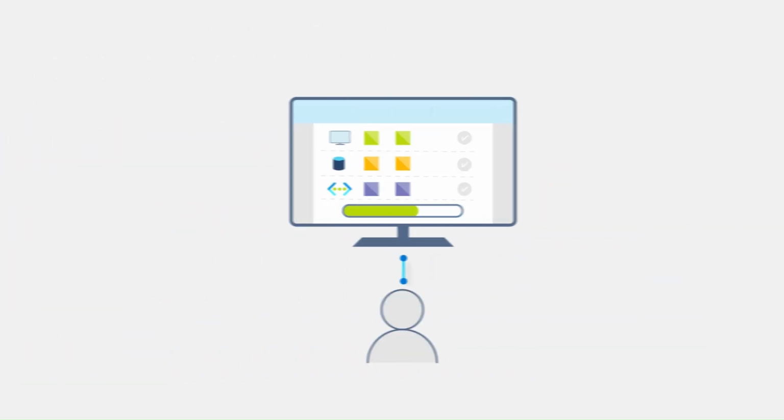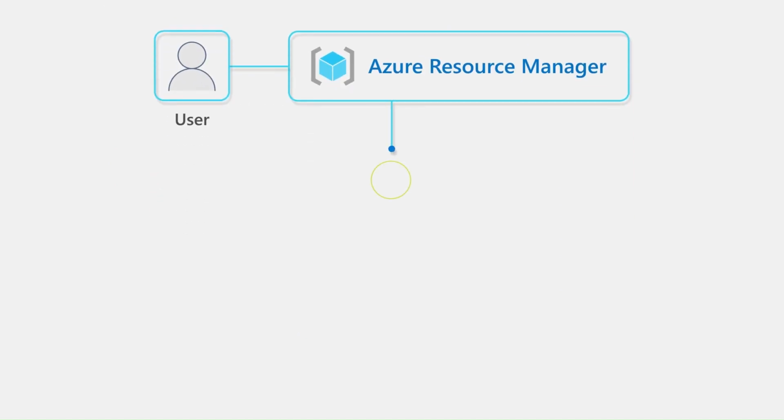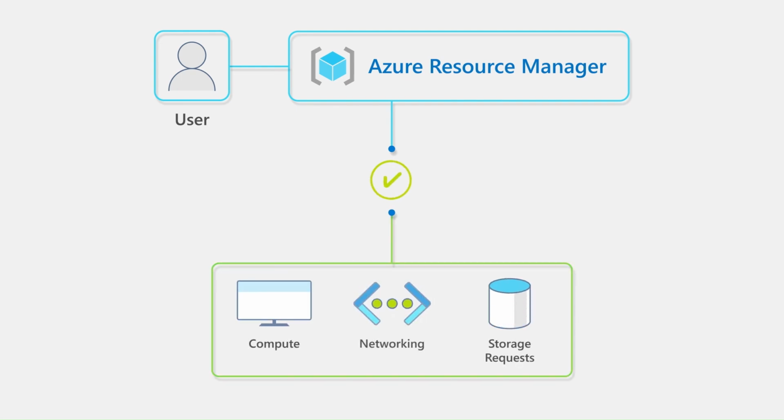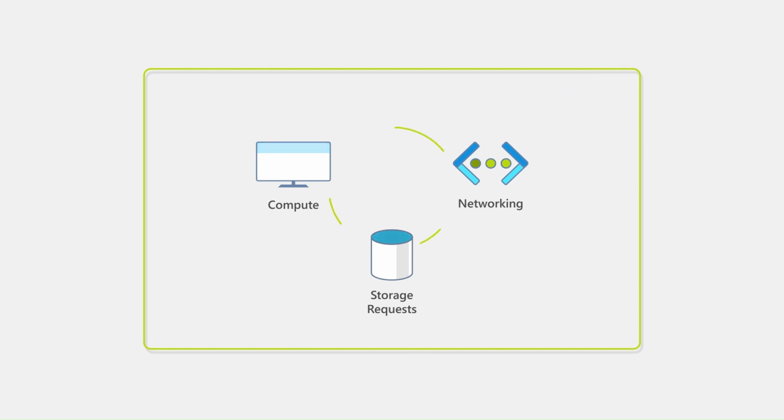Suppose you are an IT engineer and you need to create a virtual machine. Azure Resource Manager authenticates your request and checks whether you are authorized to create the compute, storage, and networking components. If everything validates, Azure Resource Manager forwards your request to the Azure services where they create the actual resources.